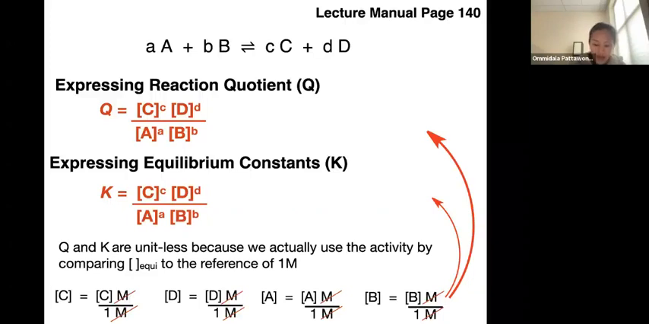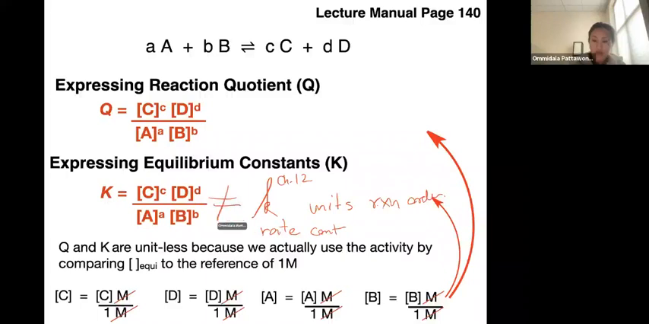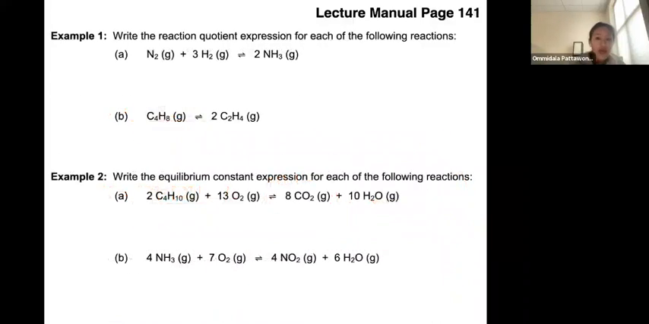This is not the same as small k. If you go back to the rate constant unit in chapter 12, the unit is based off the reaction order. So they are not the same. All right, let's take a look at an example.